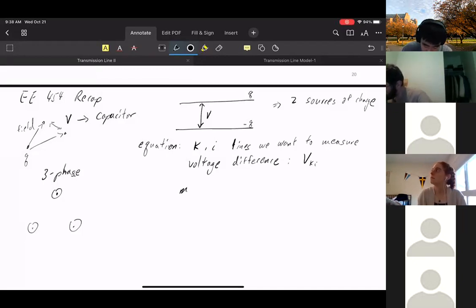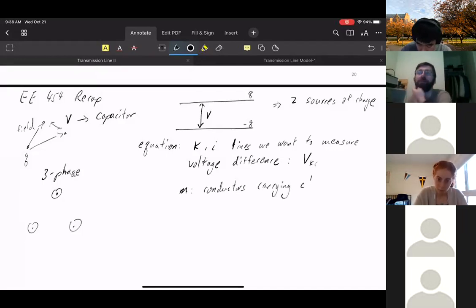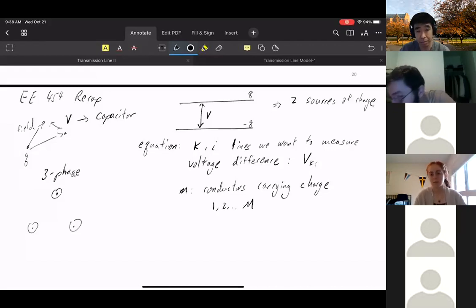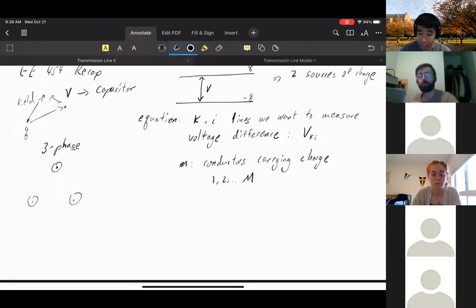Then we'll index something M. M indexes the conductors carrying charge. So M indexes all the conductors that carry charge. For example, we have conductor one, conductor two, all the way to capital M, wires that carry charge. For those two wire systems, Q and minus Q, we have two conductors that carry charge. The way to compute the voltage potential difference between K and I is to sum up the impact of all the charge carrying conductors.